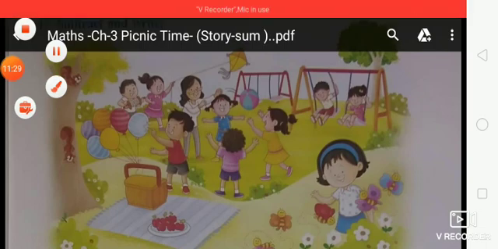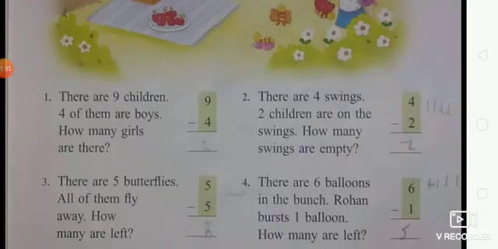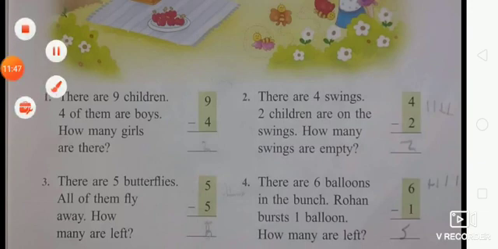Complete all the sums in your book. Students, don't say it is schoolwork copy, first fill in the book. Okay, complete all the sums in your book, all the students. Is that clear, students?